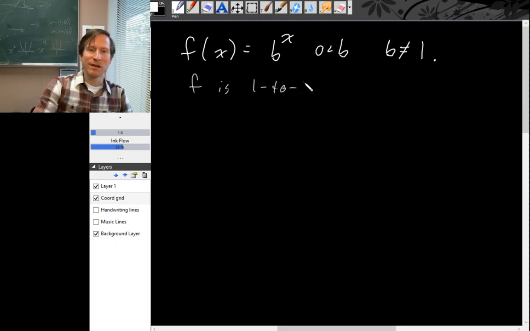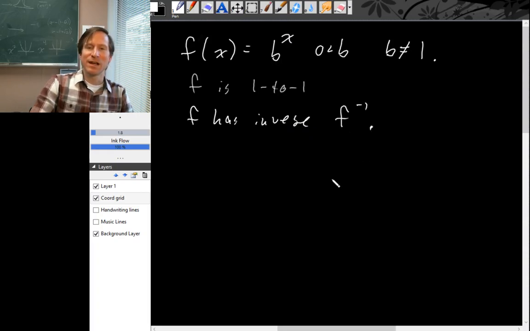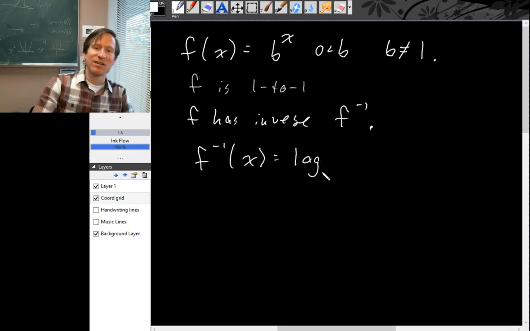1 to 1. And so it has an inverse, which we'd call f inverse. But the more usual name for this inverse function is log base b of x. Okay. And this is read log base b of x.